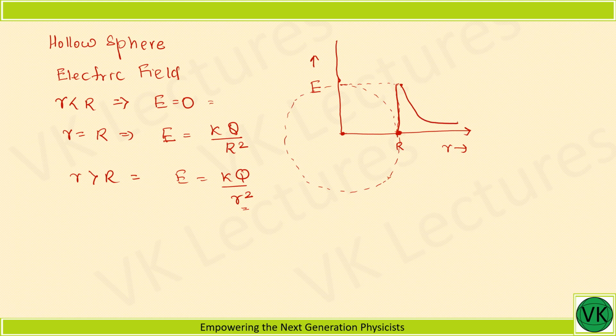Here it is proportional to 1 by r square, and this is the maximum value of the electric field, and that maximum value is found at the surface of the hollow sphere.